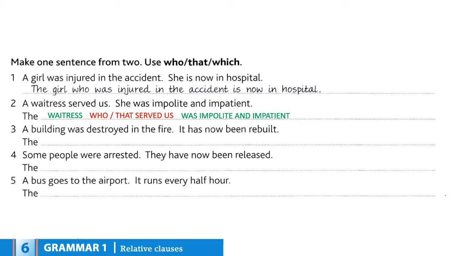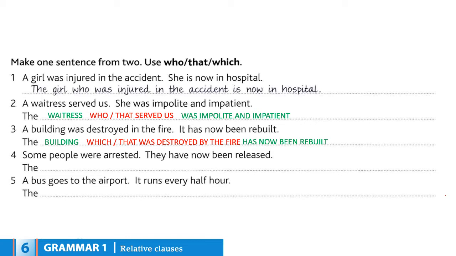Number 3. A building was destroyed in the fire. It has now been rebuilt. The building. What building are you talking about? The one which was destroyed in the fire. So the building which was destroyed by the fire, or in the fire, has now been rebuilt. Okay.